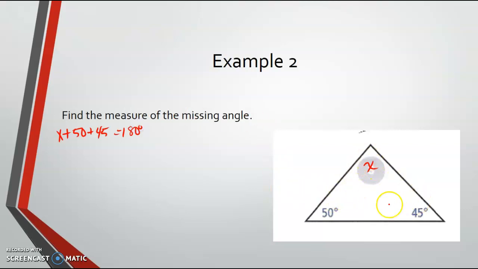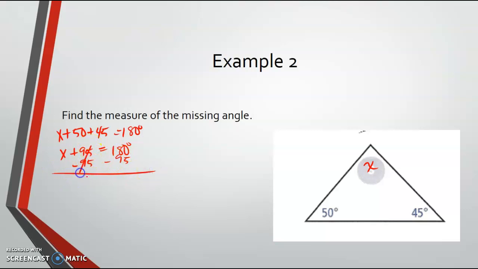It doesn't matter which order you put these in when you're adding, because it doesn't matter which order we add in. I'm going to combine the 50 plus the 45, so x plus 95 will equal 180 degrees. And then, so that I can get x by itself, I'm going to subtract 95 from both sides.